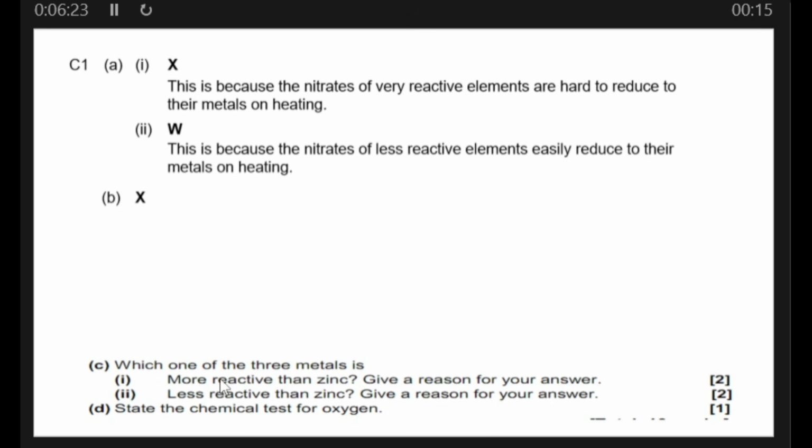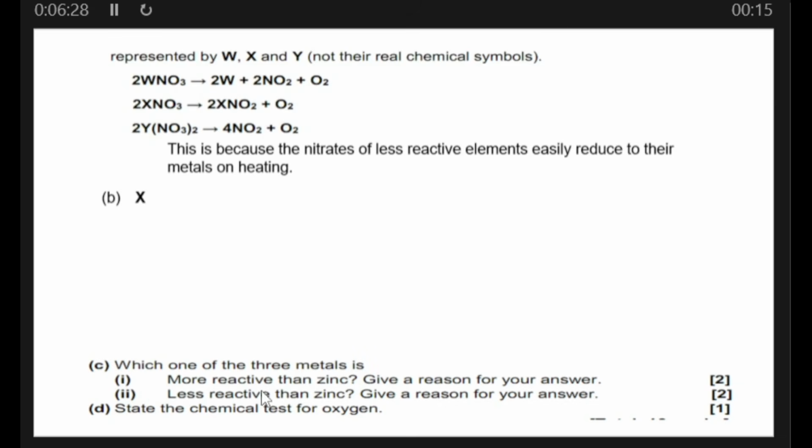See, they are saying which one of the three metals is more reactive than zinc? Give a reason for your answer. Of course, X will be more reactive than zinc because it is in group 1.